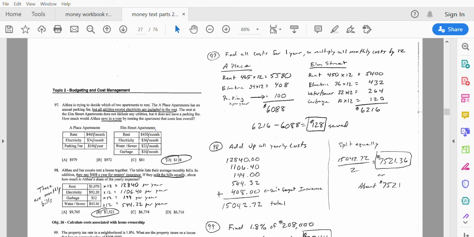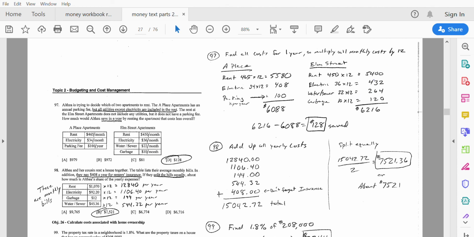Now we look at the Elm Street Apartments. Rent is $450 a month, so we have to take $450 times 12. So $5,400 in rent. Okay. Electricity is $36 a month, so again, we have to take 36 times 12. So we're paying $432. Water and sewer is $22 a month. Again, because it's a month and we're looking at a year, times 12 is $264. And then garbage, $10 a month. Again, that's per month, so times 12 for the year, $120.